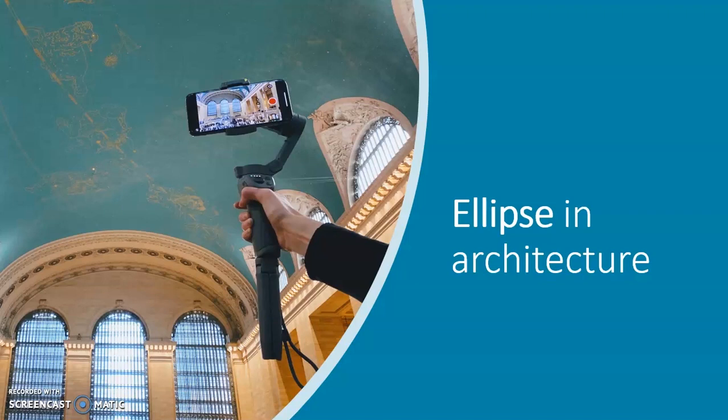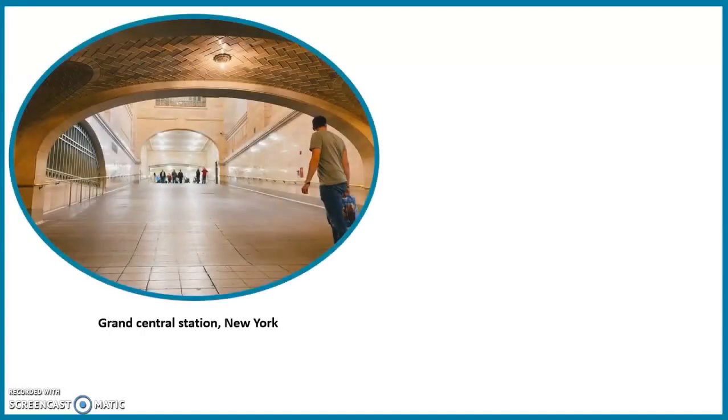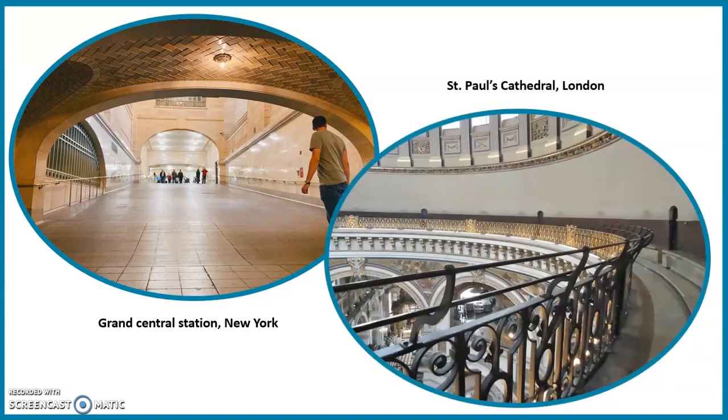Firstly, examining how the unique properties of an ellipse play a feature in some buildings around the world which have unique features associated with them. The Grand Central Station in New York and St. Paul's Cathedral in London share a similar trait, and that is that they have what is known as a whispering gallery. The concept of a whispering gallery is that if two people stand at opposite ends of a room, they can hear each other speak even if they are whispering.